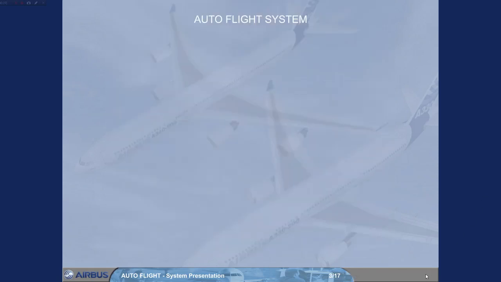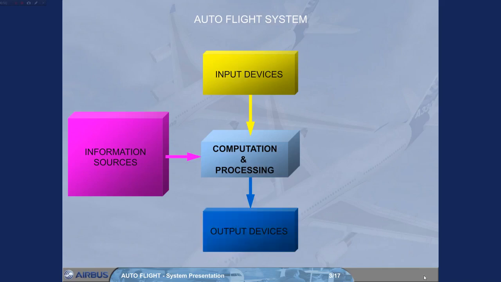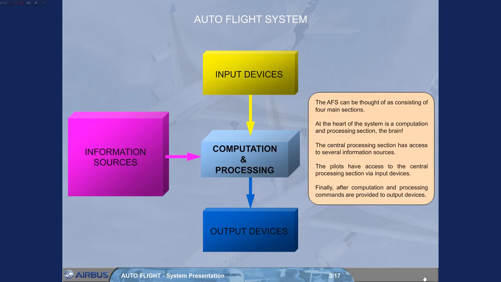The Autoflight System can be thought of as consisting of four main sections. At the heart of the system is a computation and processing section, the brain. The central processing section has access to several information sources. The pilots have access to the central processing section via input devices. Finally, after computation and processing, commands are provided to output devices.